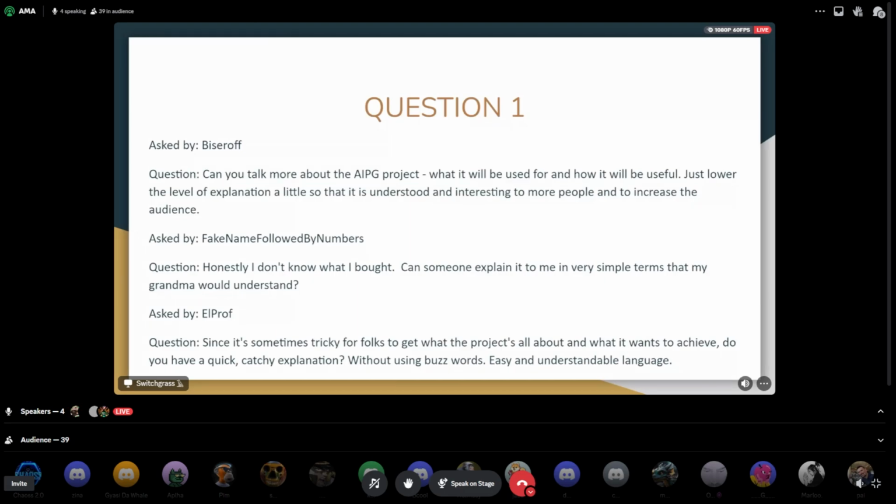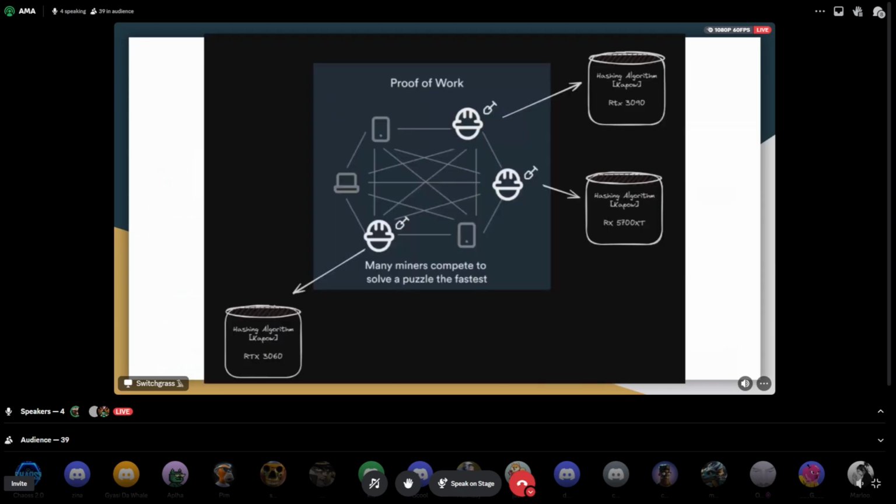They are as follows. Fake name followed by numbers asked, "Honestly, I don't know what I bought. Can someone explain it to me in very simple terms that my grandma would understand?" And El Prof asked, since it's sometimes tricky for folks to get what the project's about and what it wants to achieve, do you have a quick, catchy explanation without using buzzwords, in easy and understandable language? We have 2 slides that will accompany this, and let's see if one of our team members will answer.